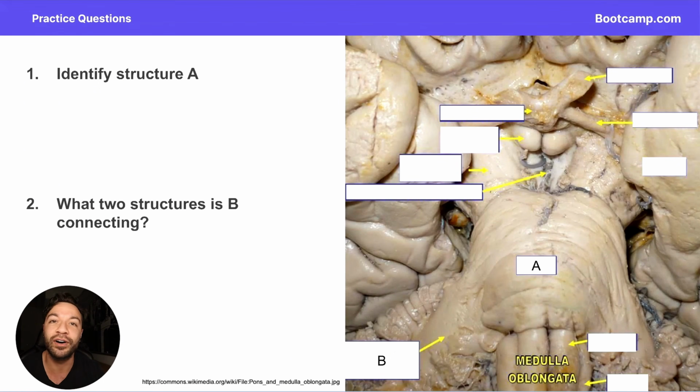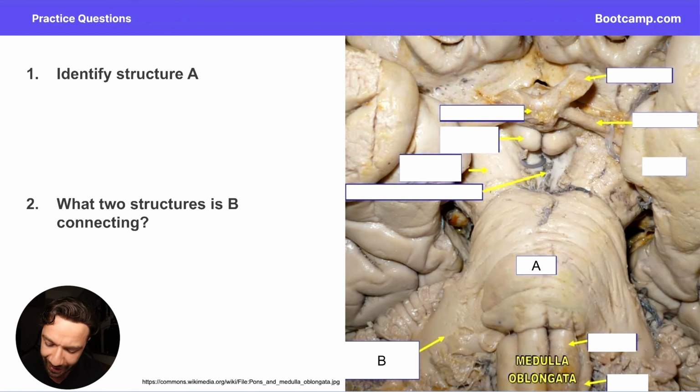So now let's move on to a couple of bell ringer style practice questions. First up, we have: identify structure A, which is right here, as well as what two structures B is connecting. So if you want, you can pause it and answer this question for yourself. I'm just going to get right into it.